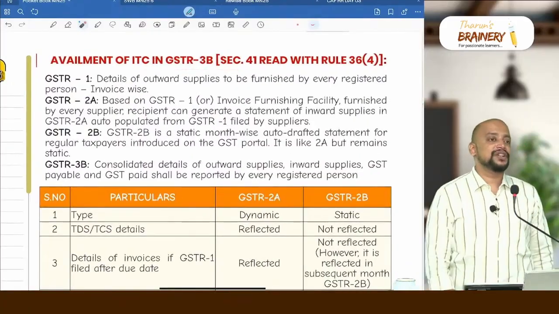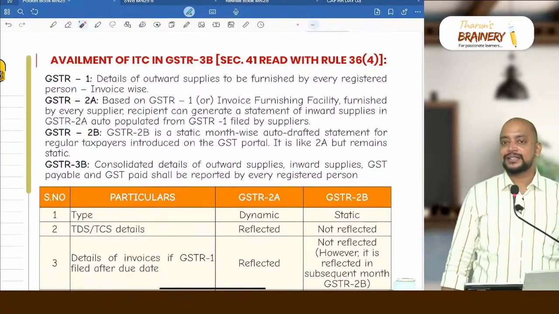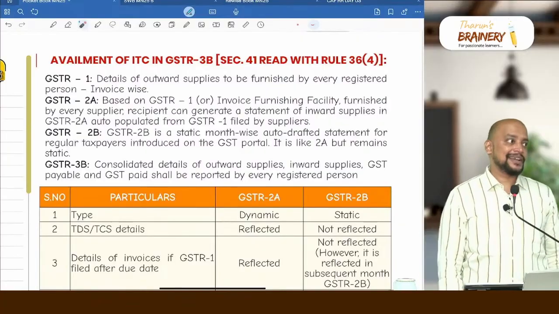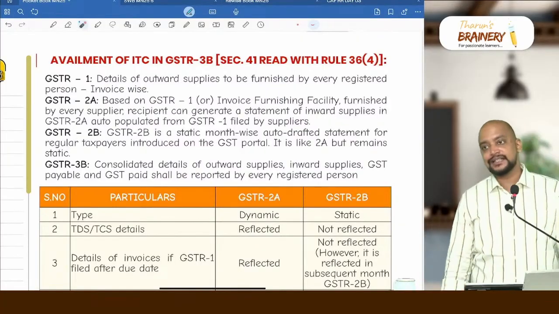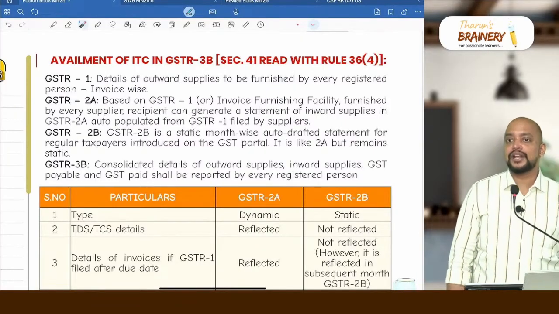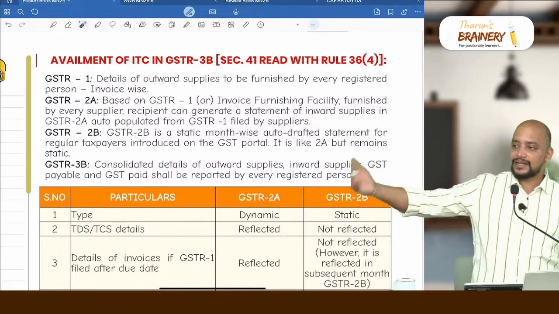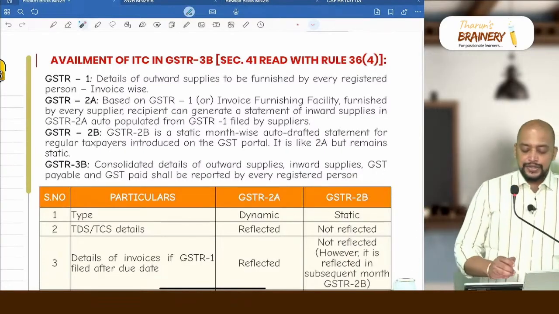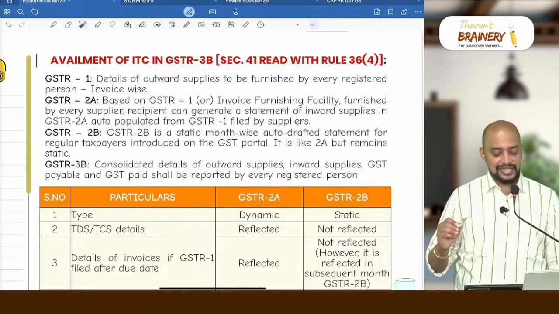So first, what is input tax credit? GST paid on inward supplies is known as input tax credit, that can be availed as ITC in GSTR 3B and utilized for payment of liability on our outward supplies. So how will we avail ITC in GSTR 3B?